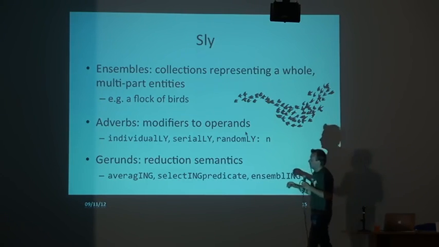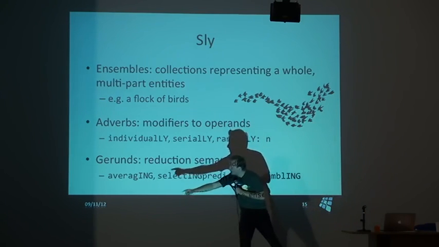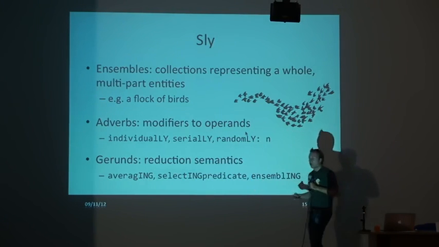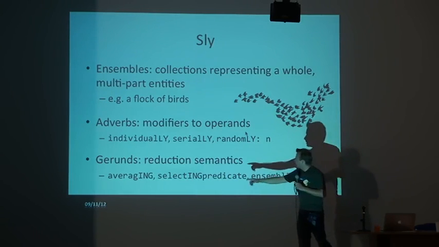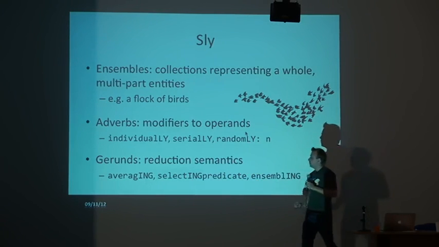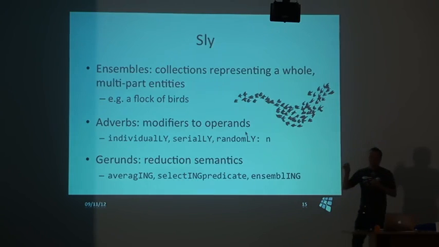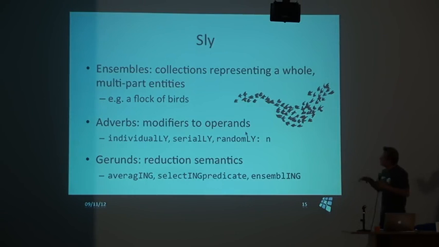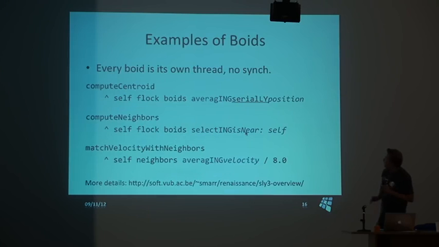Other interesting ones I'm going to show here are averaging, so you get the average over all results, and selecting with a predicate, that will give you all the elements of the ensemble that actually fulfill that predicate. So it's a small extension to Smalltalk, by annotating your message sends, that works in a kind of MapReduce style and works on these ensembles.